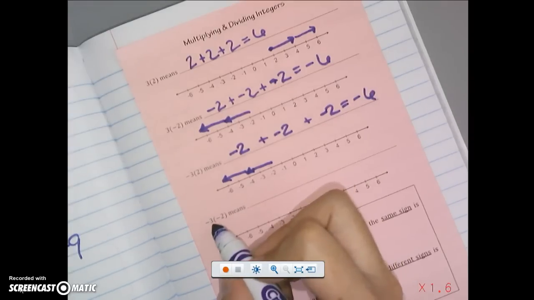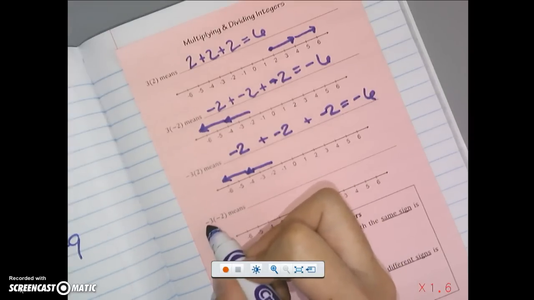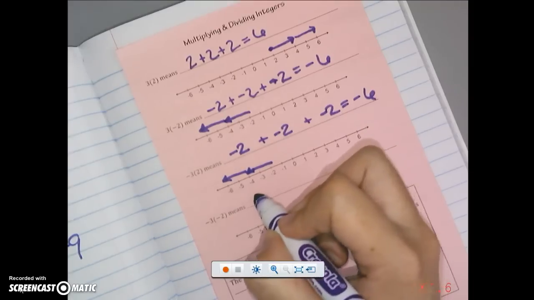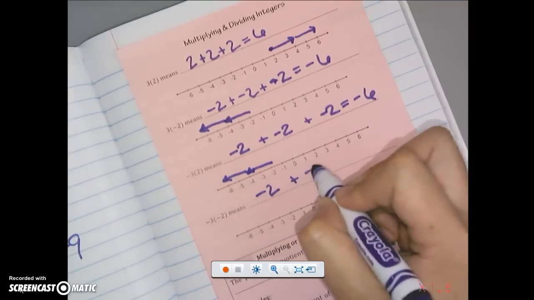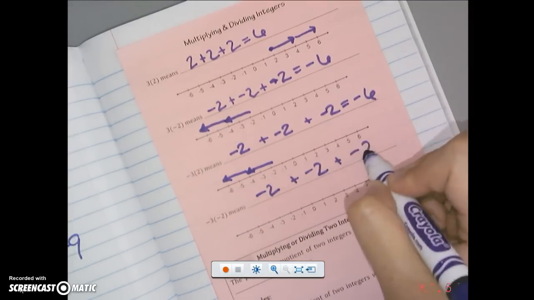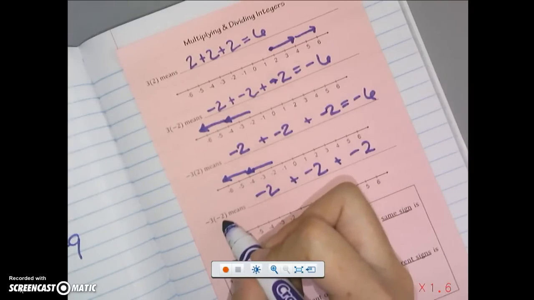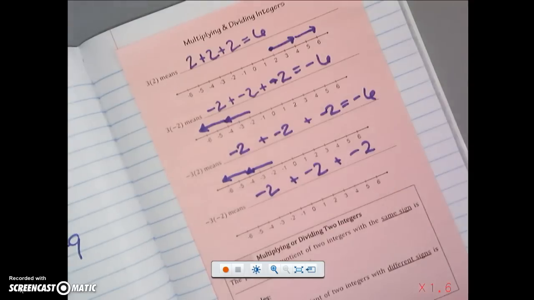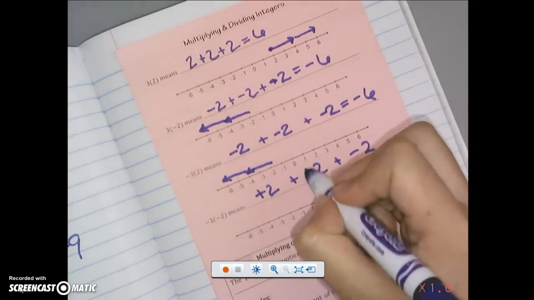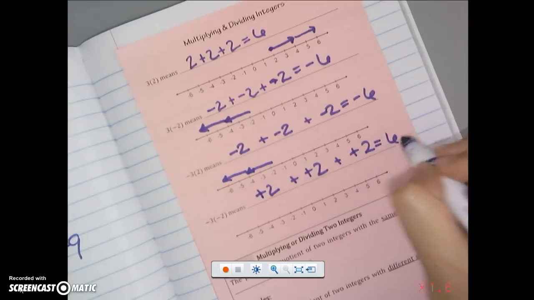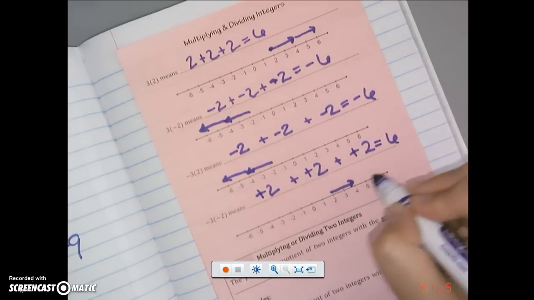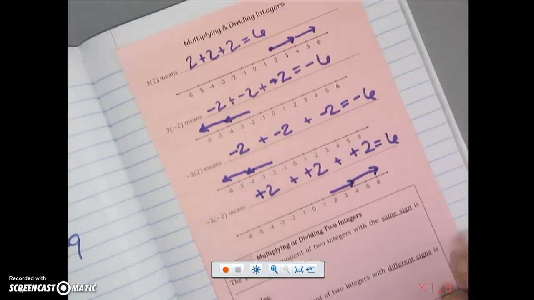Now here, I need negative 3 groups of negative 2, but again, that negative sign means to do the opposite. So here are my negative 2 plus my negative 2 plus my negative 2, but we have to do the opposite, and the opposite of a negative is a positive. Great job. And that will equal 6, because we're at 2, adding 2, then adding 2 more.